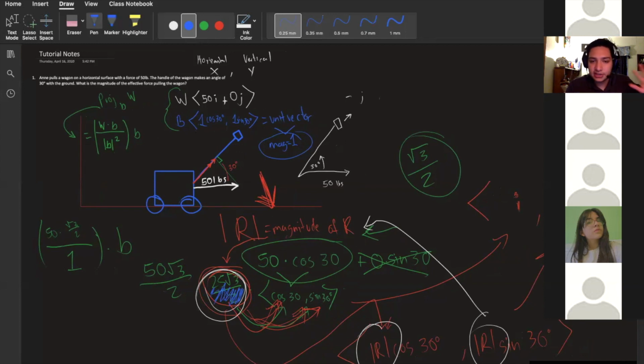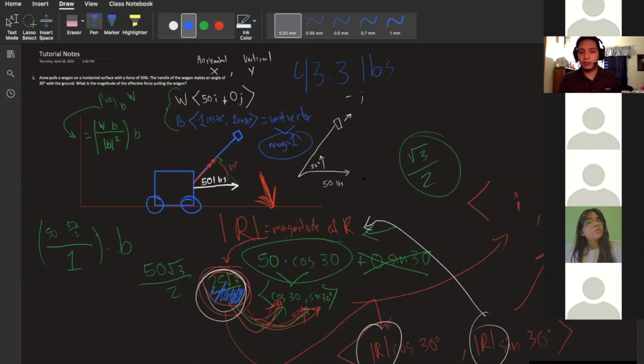So in other words, that's telling me that this 30-degree handle is allowing me to exert a force of 43.3 pounds, which is going to move my wagon with a force of 50 pounds. This is the answer for the second problem.